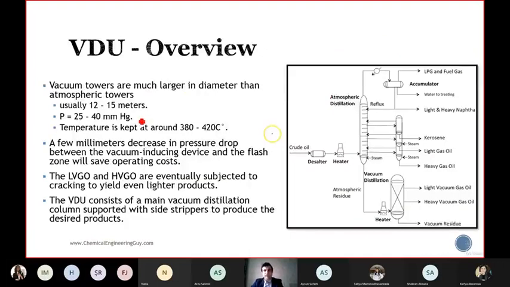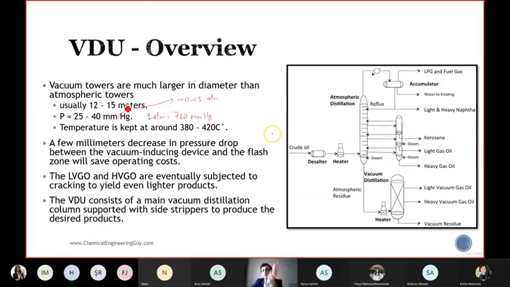So pressure is nearly vacuum. That's why it's called the vacuum distillation column. From 25 to 40 mmHg, and we know that 1 atm is 760 mmHg. In this case, this is around 0.05 atm, or you can also use bar G. The height is between 12 and 15 meters.